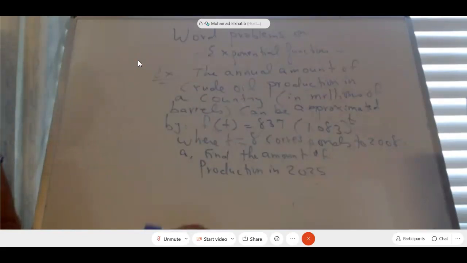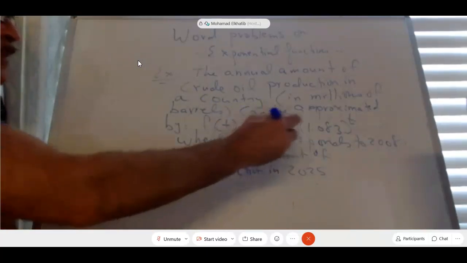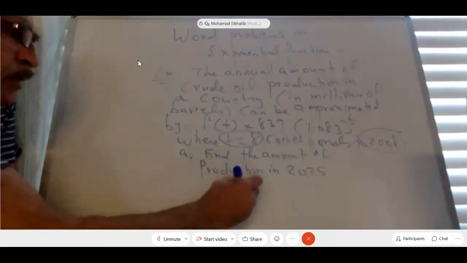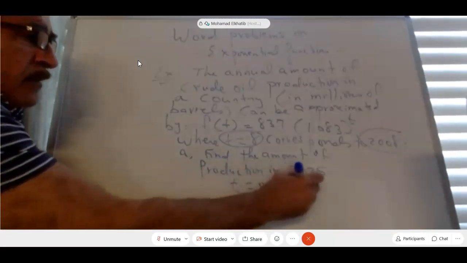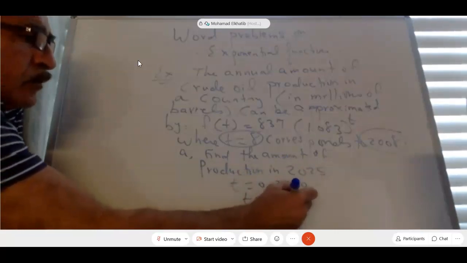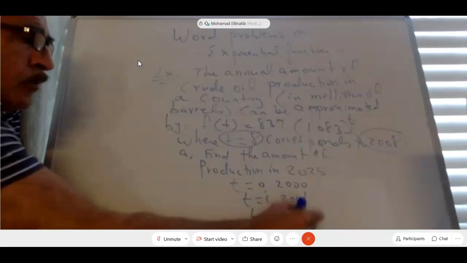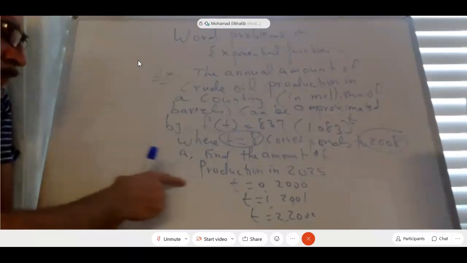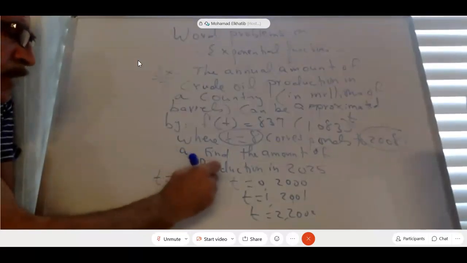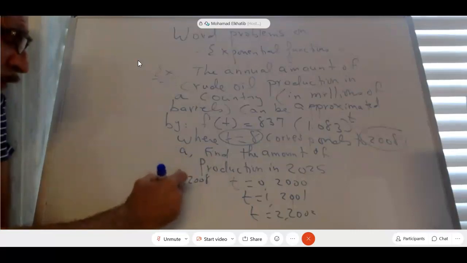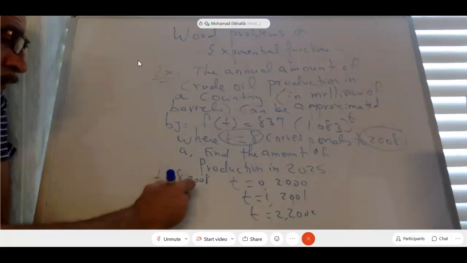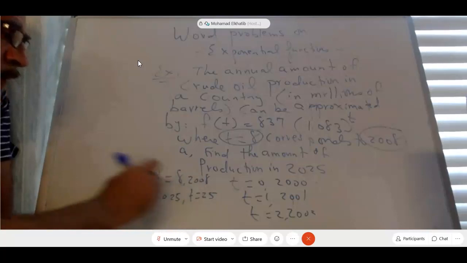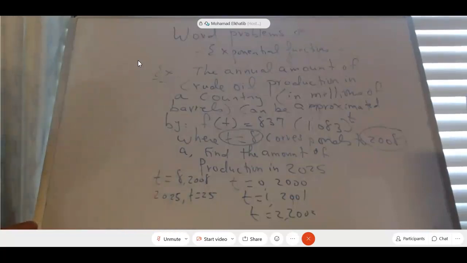Now, the important part is this one here. When t equals 8, that means you have 2008. What does that mean? It means when t equals 0, the year was 2000. T equals 1, 2001. T equals 2, 2002. T equals 8, that means 2008, right? So for 2025, that means t is going to be 25. Do you agree? Yes.